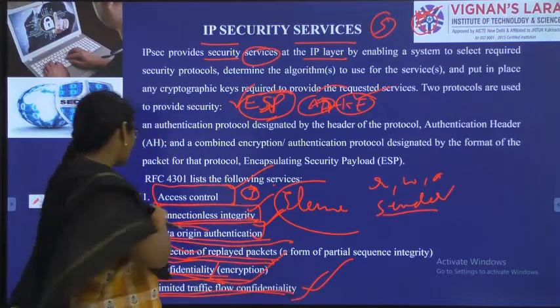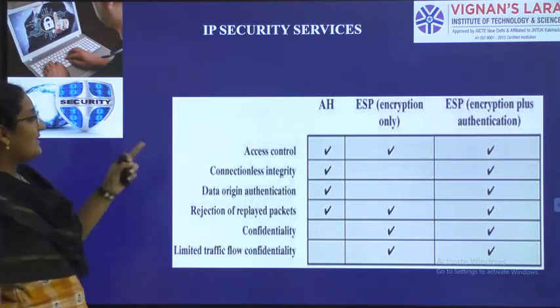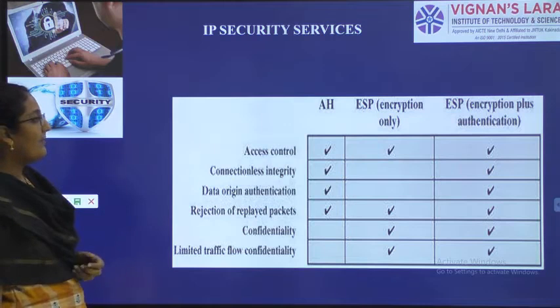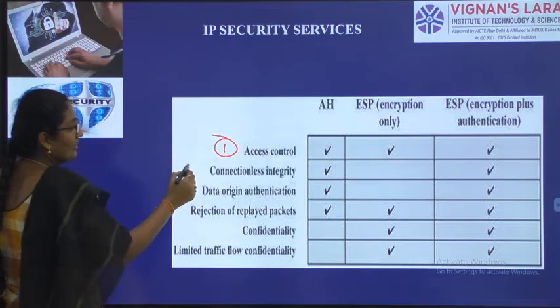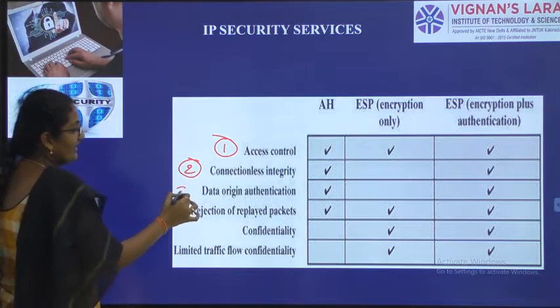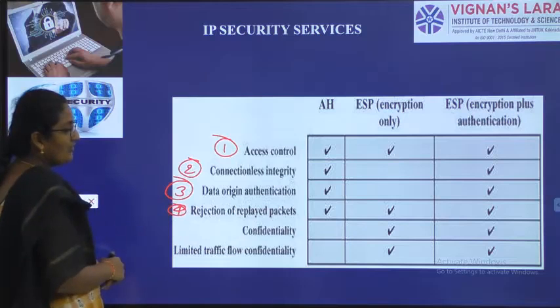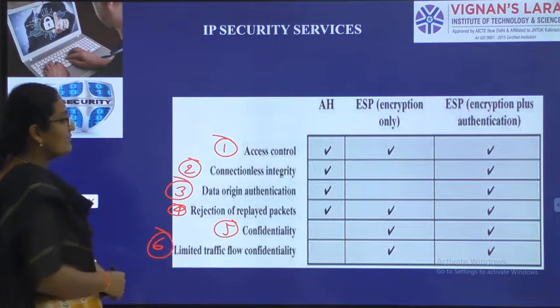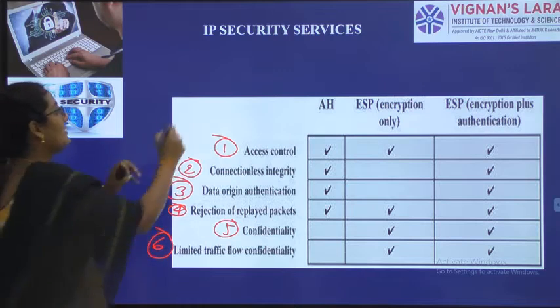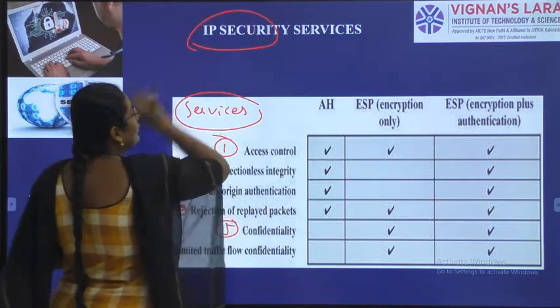So as I already told you, authentication header and encapsulating security payload will provide these services. First service is access control. Second one is connectionless integrity. Third one is data origin authentication. Fourth one is rejection of replayed packets. Fifth one is confidentiality. Sixth one is limited traffic flow confidentiality. These are the services provided by IP security.